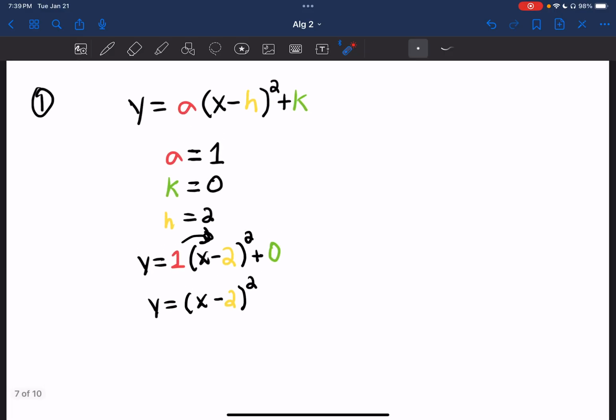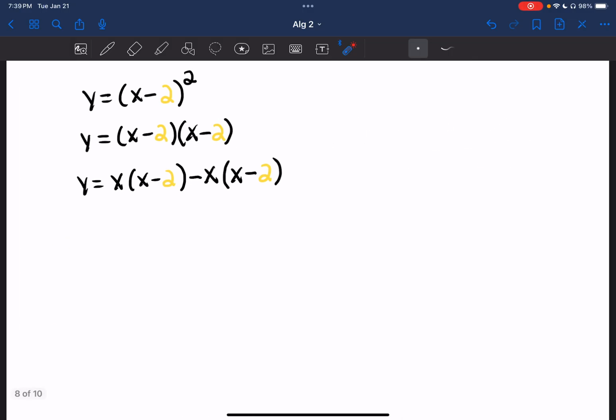So the simplest version of a vertex form to convert to standard form is when A is 1 and K is 0. We'll talk about when A and K are different values later on. But let's start with this one: y equals (x minus 2) squared.